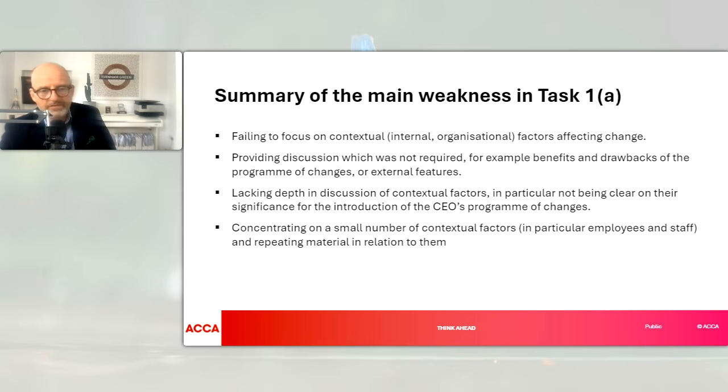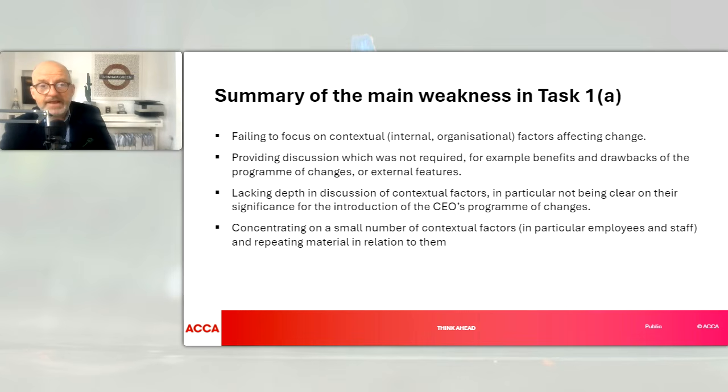There was no requirement for talking about benefits and drawbacks. There was very poor depth on contextual factors. It was talking about how it could impact on the CEO's program of changes. And some people did talk about contextual factors, but only talked about a couple. And by doing that, they were not basically looking at the marking scheme. Yeah. So there are other things.